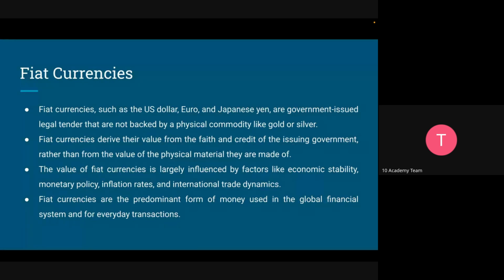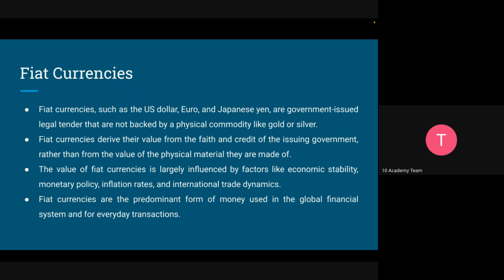Like, the usual trading money was gold and silver, right? Before the money printing came. So they are not backed by that, but they are government issued. These fiat currencies derive their value from the faith and credit of the issuing government. So basically, we are trusting the government to give that particular printed money a value. So if the government decided $1 means nothing, then it means nothing. There is no actual backup value like gold and silver attached to it.